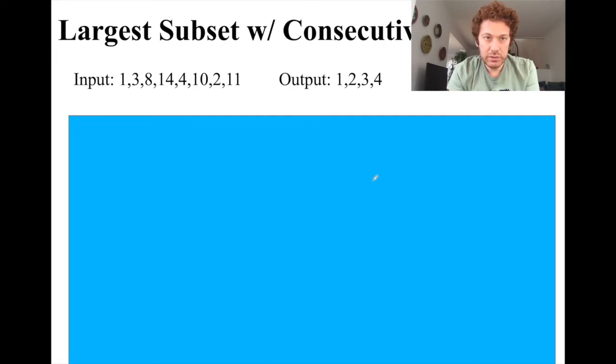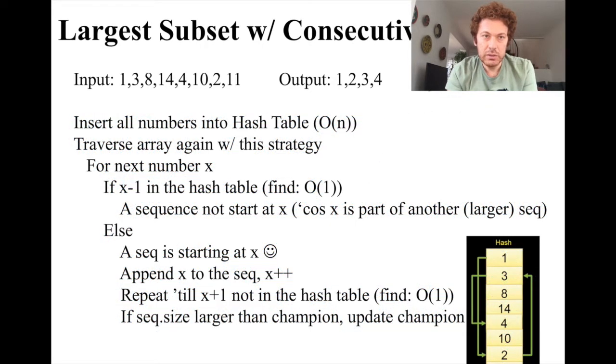And finally, I think this was my last example. Largest subset with consecutive numbers. Now in this input, it would be 1, 2, 3, 4, right? Because consecutive, there is only one jump between items, so 1, 2, 3, 4, it is the longest. I also have 10, 11, but it has a size 2, so this is not longest. So how do I do it?